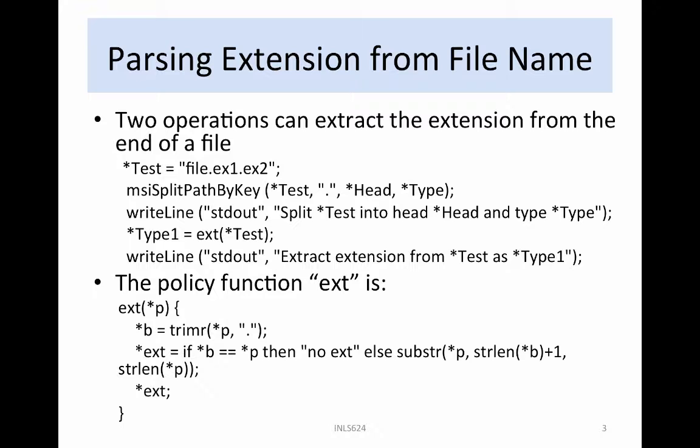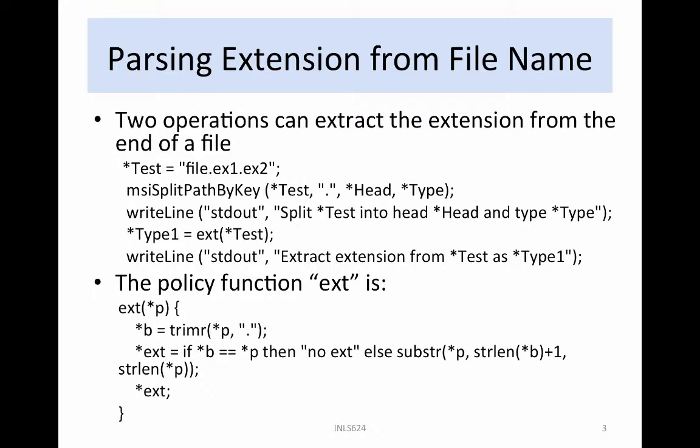The second example uses the policy function ext. *type1 equals ext of *test. This also looks for the characters after the last dot in the file name and allows you then to print out the file name and its type. The policy ext is listed here.